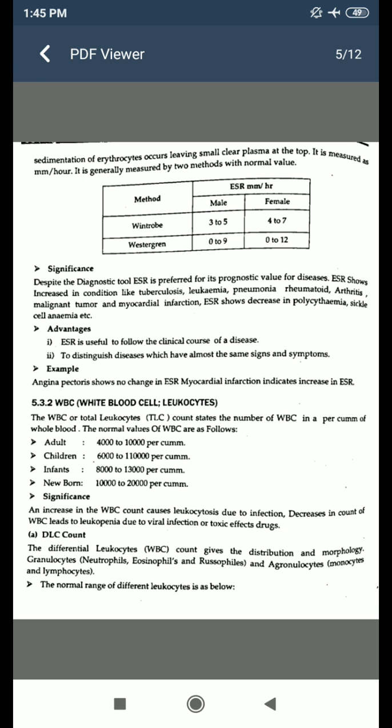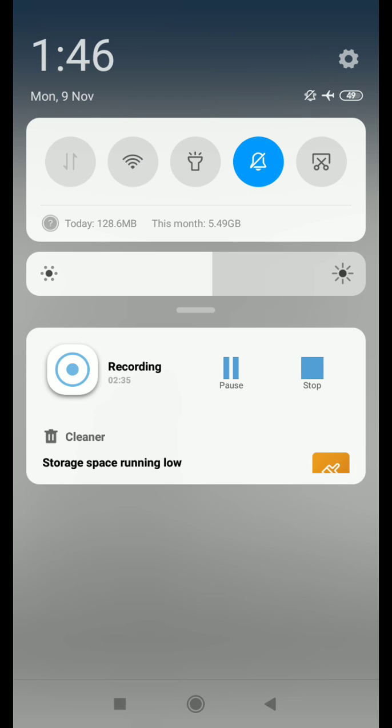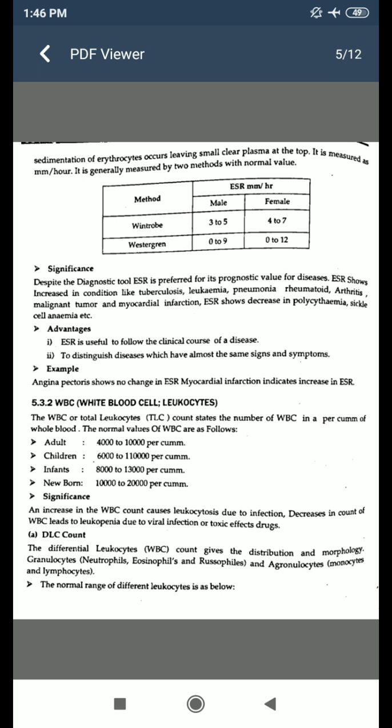Then in RBC count, first point is packed cell volume. Packed cell volume is PCV or hematocrit. Its normal value is male 0.4 to 0.54, female 0.37 to 0.47. And significance of packed cell volume: an increase in the PCV indicates polycythemia or dehydration. Then a decrease in the PCV indicates the anemia or hydration.